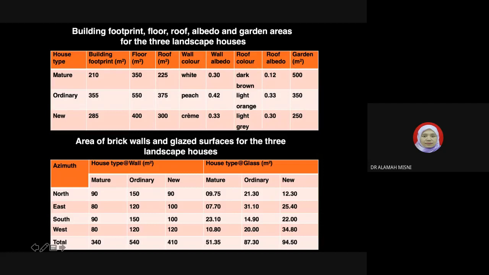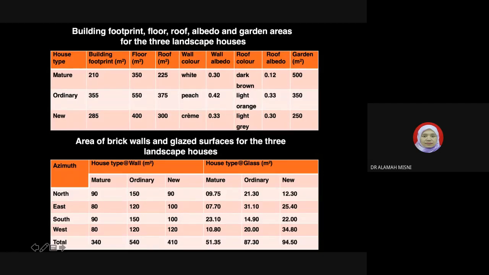All these three houses are in the category of medium size single family houses. Look at the wall albedo and roof albedo, which are not much different. The garden size is smaller for the new house, and the biggest one is the garden owned by the mature tree house. The next part of the building envelope is the walls and glass surfaces or openings. Most of the openings of these three houses use glass. Why glass? Because it is our culture, our style during this era. And glass here is quite critical because it lets direct solar radiation through.